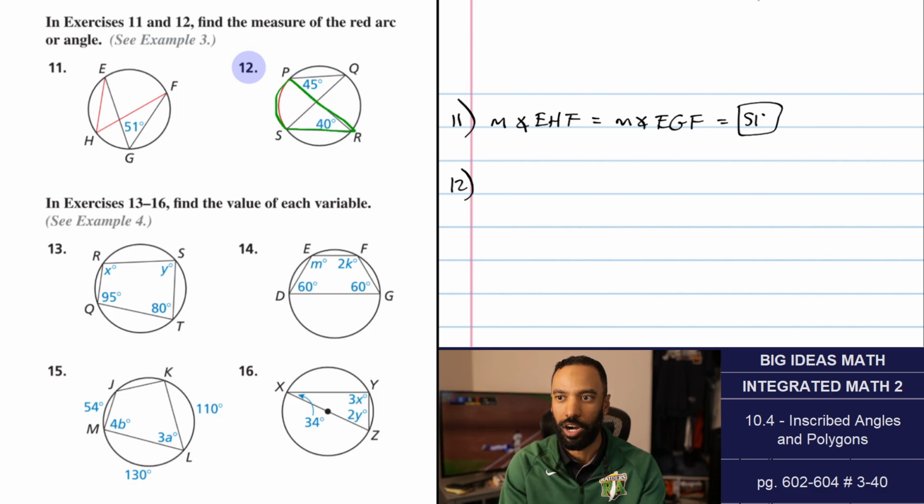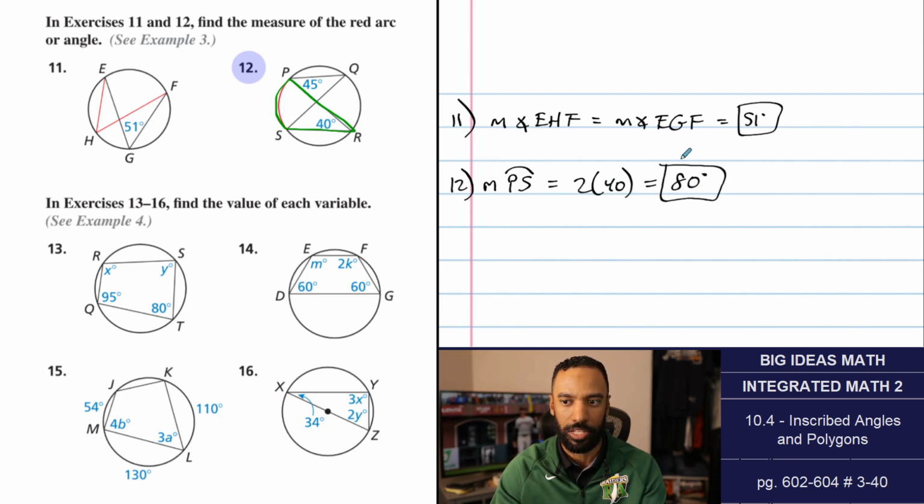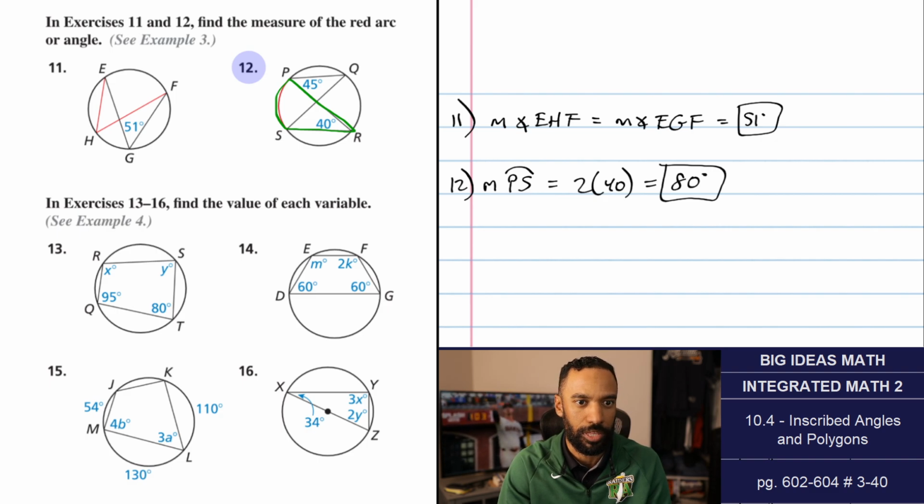So we want to know the measure of arc PS. The measure of arc PS is going to be double that of the 40 degrees, which is 80 degrees. The other angle means nothing to me. It doesn't need to be congruent, nothing like that. There are alternate interior angles, but if the lines aren't parallel, then it doesn't mean anything at all.